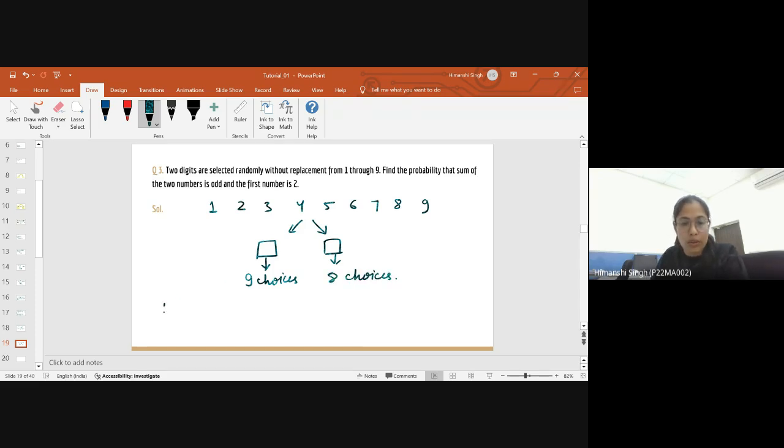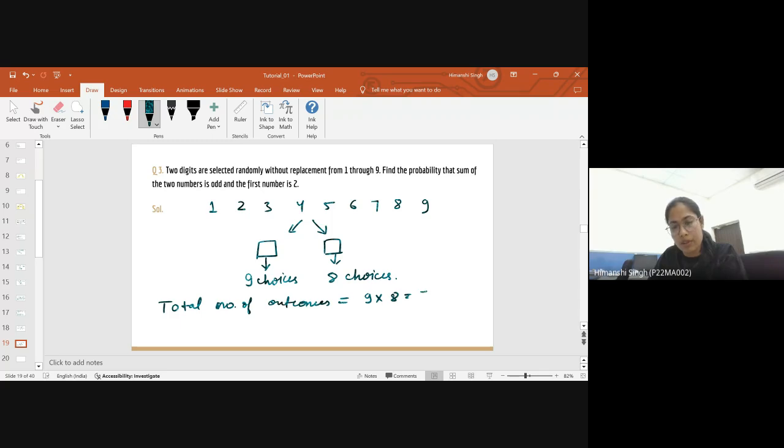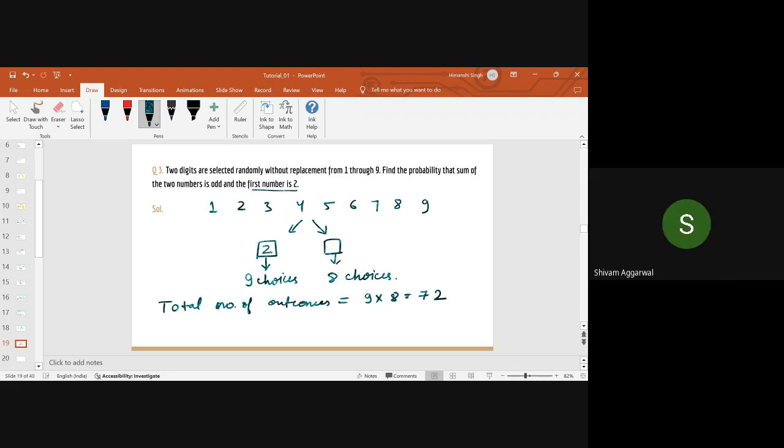So the total number of outcomes is 9 into 8, that is 72. Now it is saying to find the probability that the sum of the numbers is odd and the first number is 2. So the first number is 2, so it is fixed.